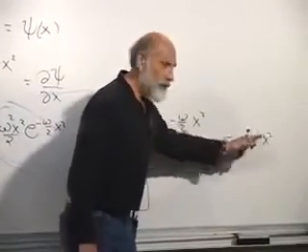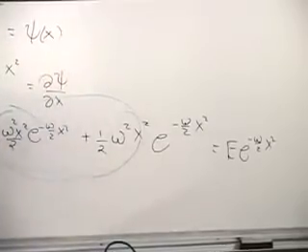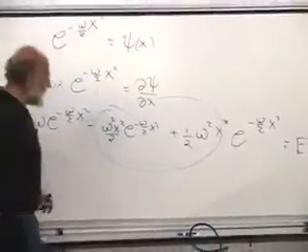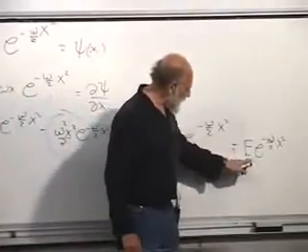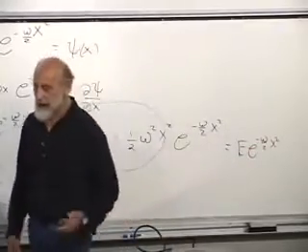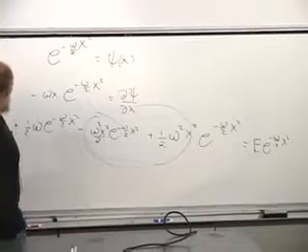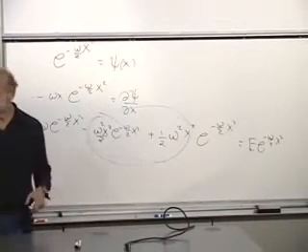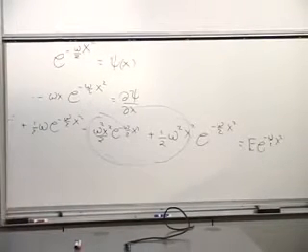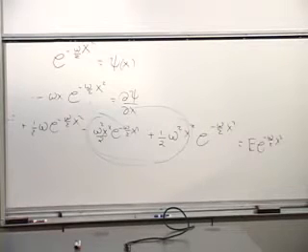What's left is 1/2 omega e to the minus omega over 2 x squared equals E times e to the minus omega over 2 x squared. In other words, a certain constant times the exponential is equal to another constant times the exponential. Well, it's quite clear how to solve this. You just set E equal to 1/2 omega. That will solve the equation. So we found one eigenvector of the Hamiltonian.